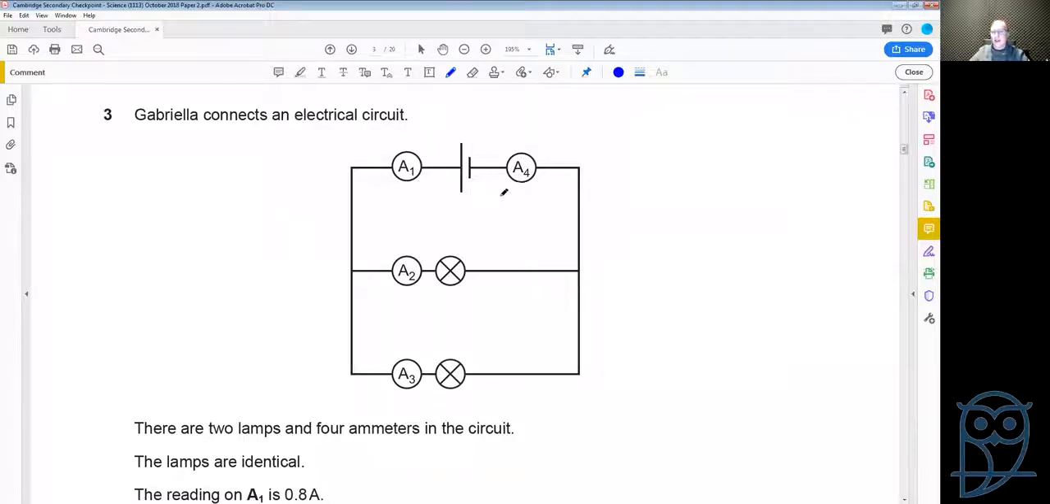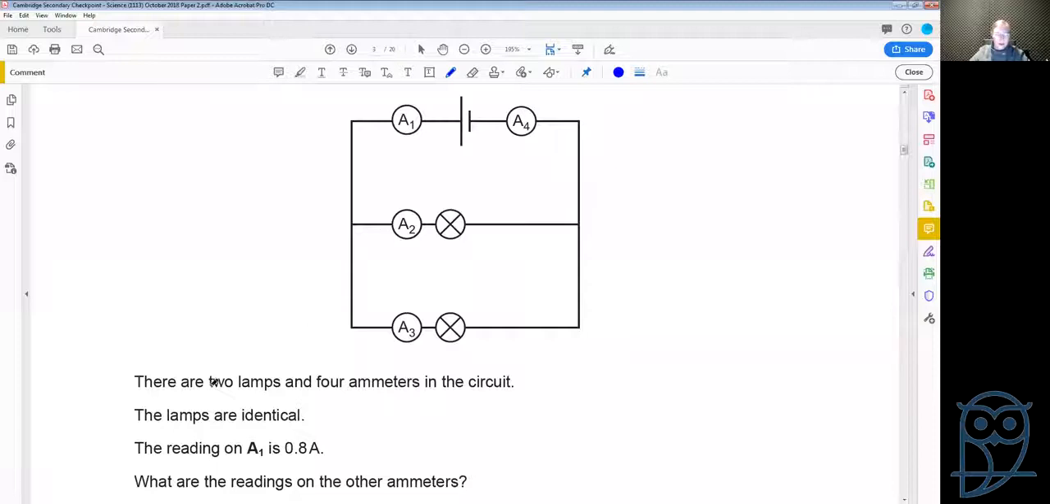So Gabriella connects an electrical circuit. Here it is. There are 2 lamps and 4 ammeters. The lamps are identical. The reading on A1, so this one over here, is 0.8 amps. What are the readings on the other ammeters? Okay, so here we need to remember the difference between parallel and series circuits. In a circuit that is in series, our reading on our ammeters will all be the same, but in a circuit that is in parallel, our reading on our voltmeters will all be the same.